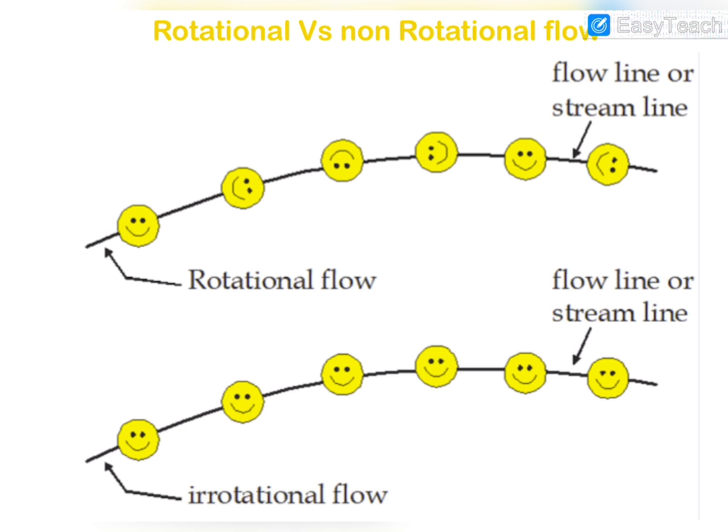This flow can be seen near a big stone which is partially immersed in a river having a very high velocity. So this type of flow is a rotational flow.